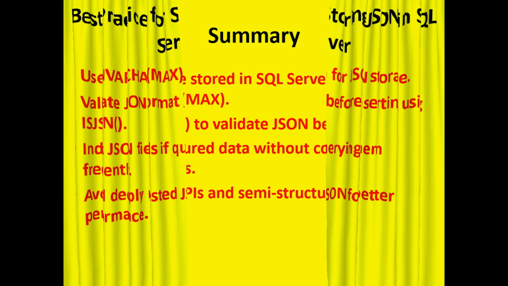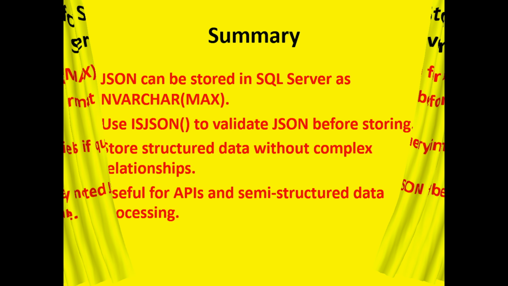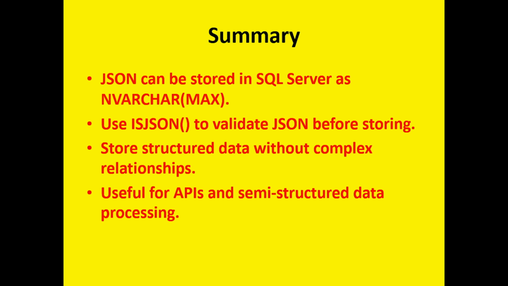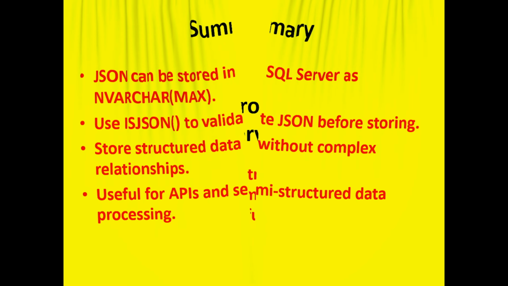So this is the summary. JSON can be stored in SQL Server as nvarchar max. Use ISJSON to validate JSON before storing. Store structured data without complex relationships. Useful for APIs and semi-structured data processing. Okay. So I hope the concept is clear, and there is only one data type, nvarchar max. So always validate your data using the ISJSON function.